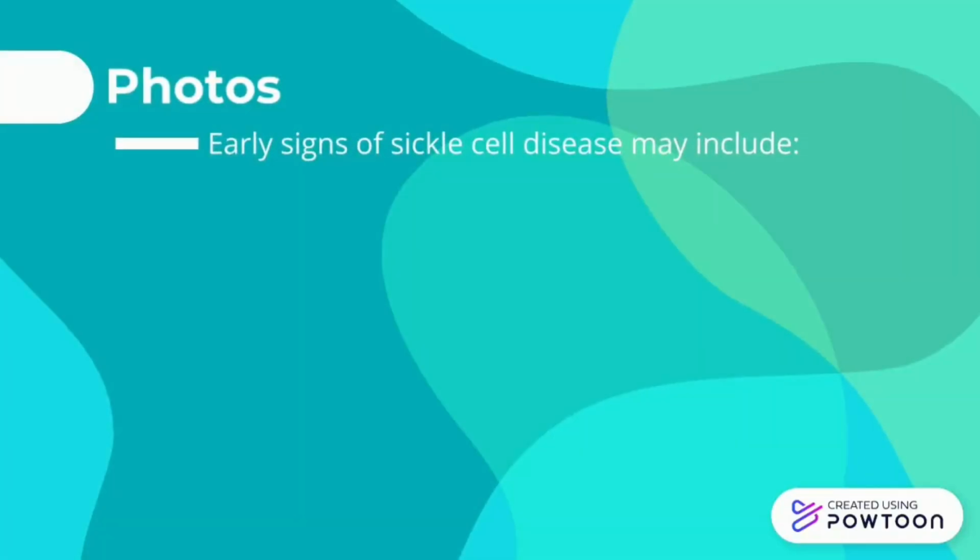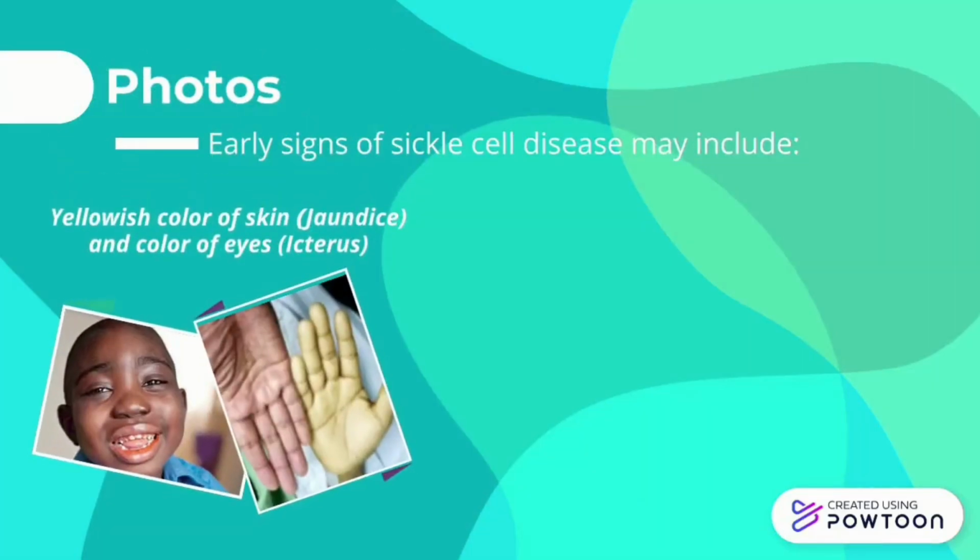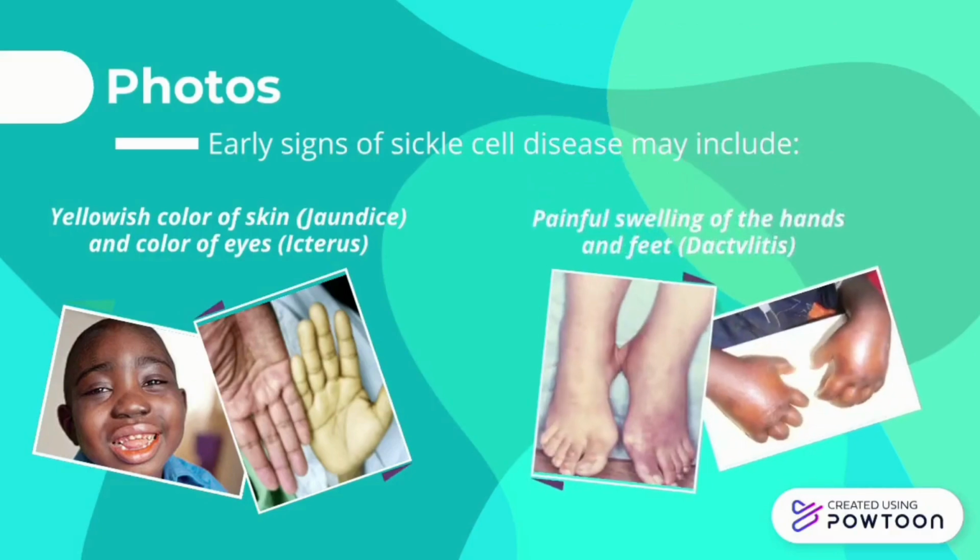In these photos, it shows the early signs of sickle cell disease may include yellowish color of the skin and color of the eyes, painful swelling of the hands and feet.